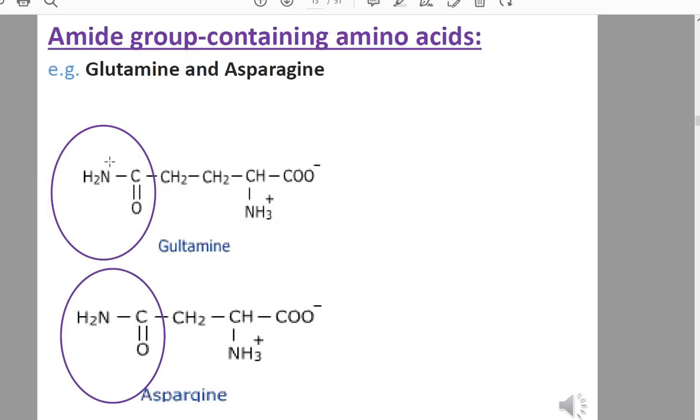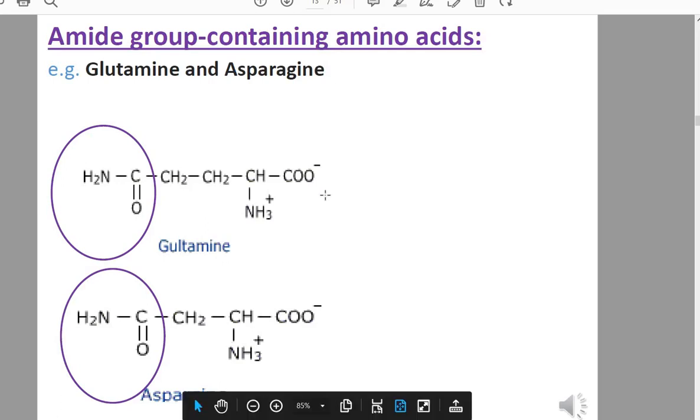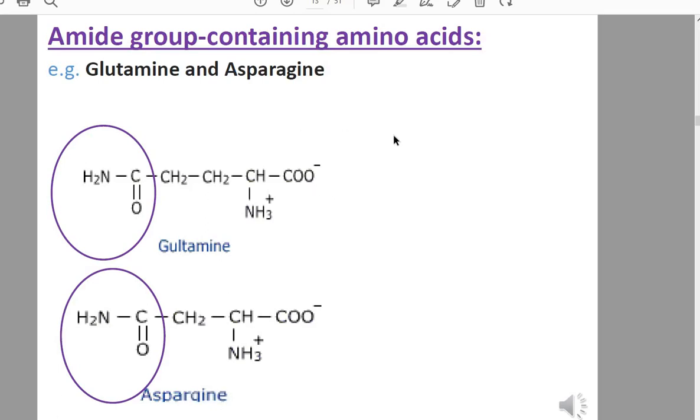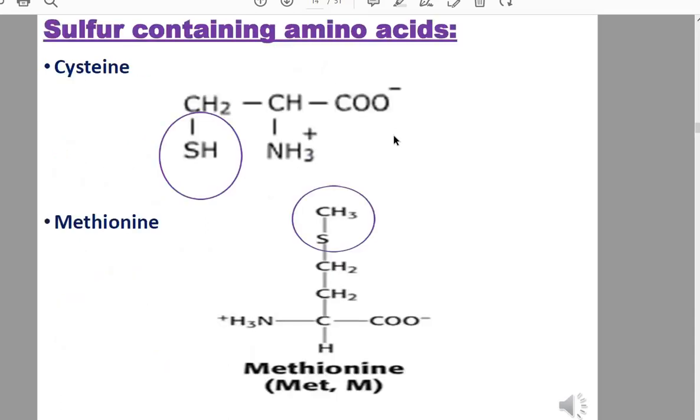What is the meaning of amide? It's the bond between the second carboxylic group and another amino group, so it becomes neutral now. Okay, this is glutamine and asparagine. So when I ask you about amide containing amino acids, they are glutamine and asparagine. They are coming from aspartate and glutamate, which are the acidic amino acids.